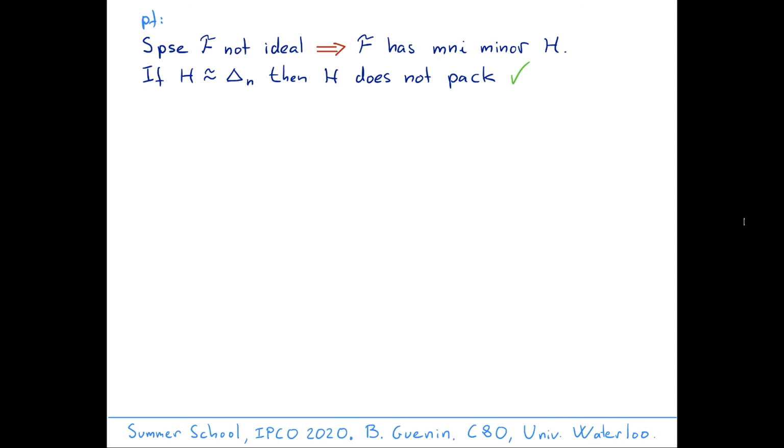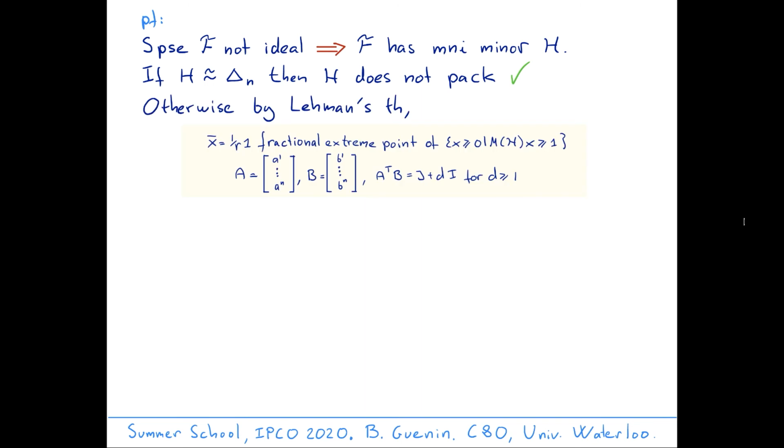So one possible outcome for a minimally non-ideal clutter is that the clutter is a delta. And then you can just check that it doesn't pack. So we'll assume that H is not a delta, and then we can use Lehmann's theorem. So Lehmann's theorem is going to tell us that we have a unique fractional extreme point x bar of the set covering polyhedron. And again, we can look at all the left-hand sides of the tight constraints for that extreme point and collect all of those to make a matrix A. We can look at all the neighbors on the set covering polyhedron of x bar and make a matrix B.